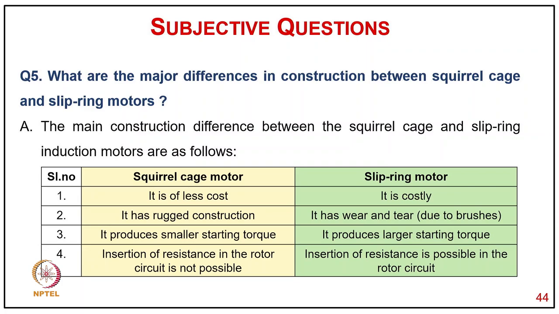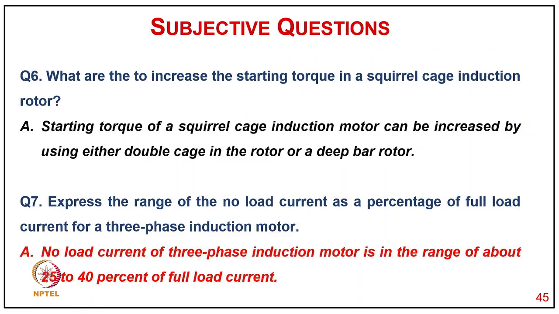The main construction difference between squirrel cage and slip ring motors: the squirrel cage motor is of less cost. It has a rigid construction. It produces a small starting torque. Insertion of resistance into it is not possible. In slip ring, it's costly. It has wear and tear due to the brushes and slip rings. It produces large starting torque by inserting the resistance. Inserting resistance is possible in the rotor circuit for control of the characteristic.